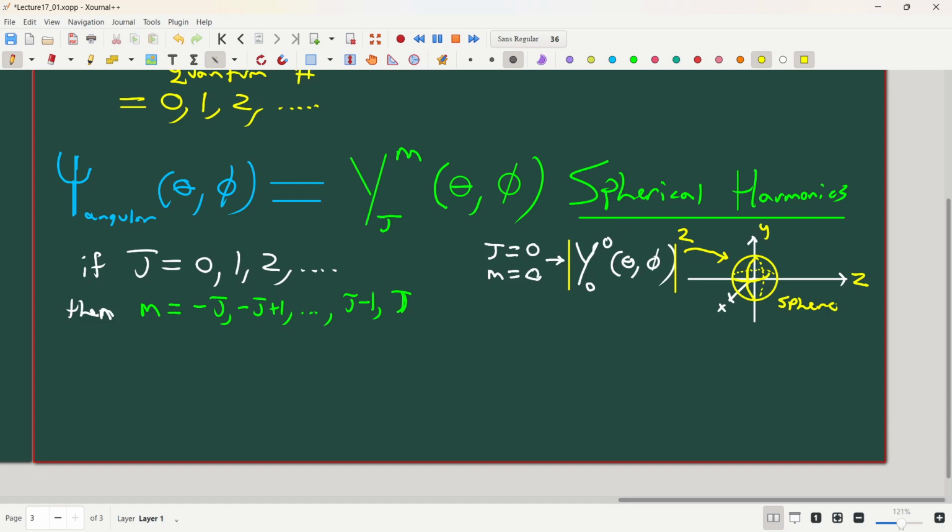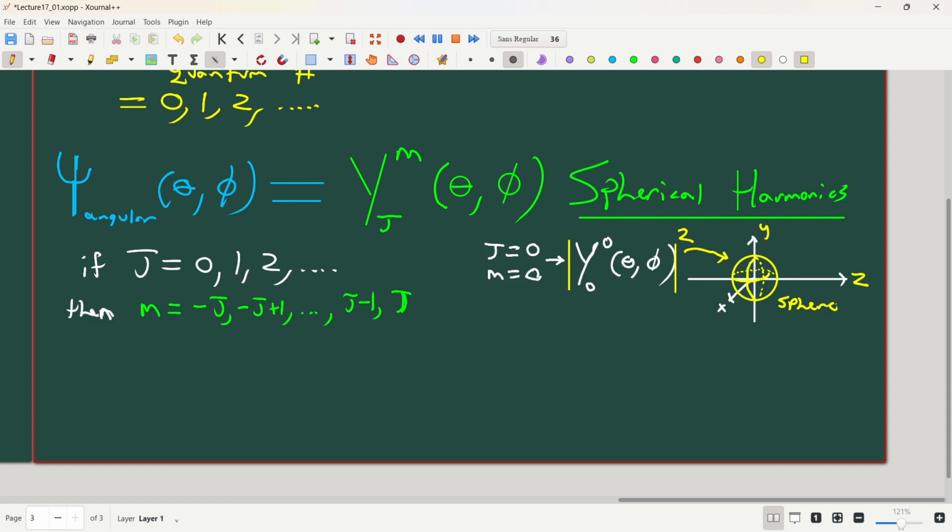What does that mean? That means that the electron has equal probability to be anywhere around the proton. Spherically symmetric, a perfect sphere. So the electron can be anywhere. It's completely independent of position, of angle.